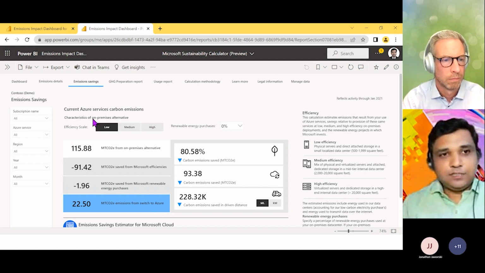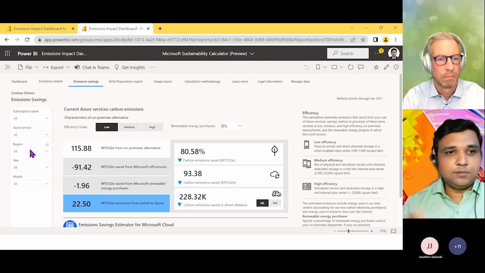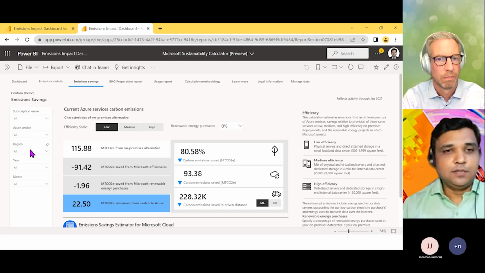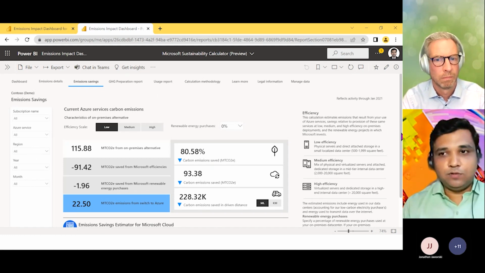The good thing with this particular report is that it helps you filter based on your subscription, based on all of the Azure services that you are using, as well as it gives you the specific information about the emissions caused by each region. So you will be able to drill down into this and get some more information.